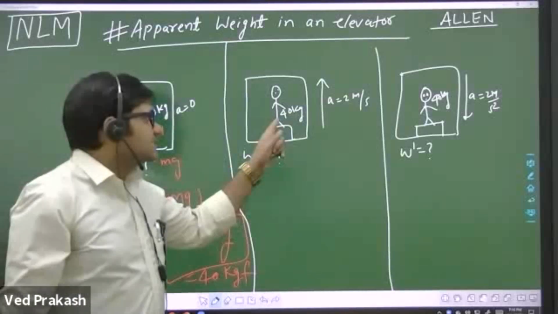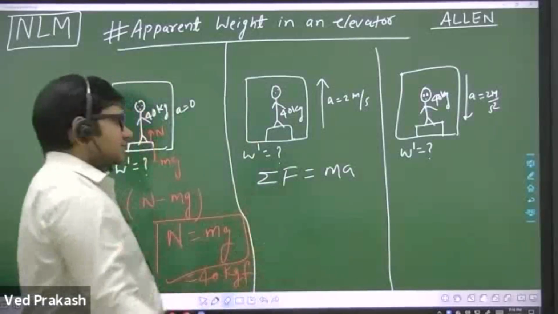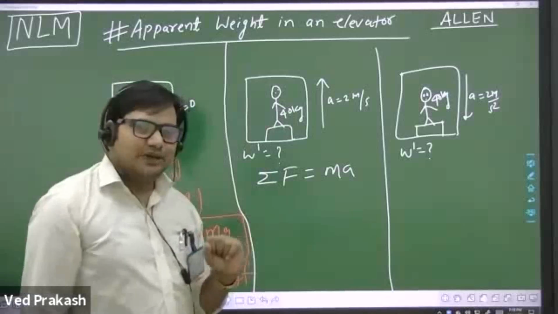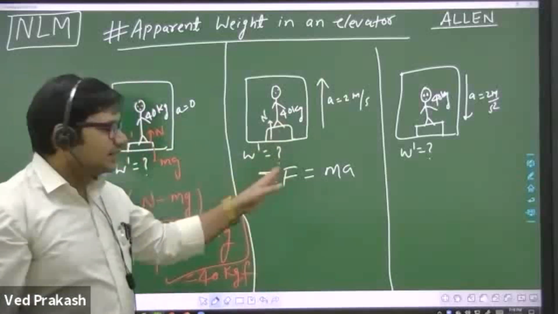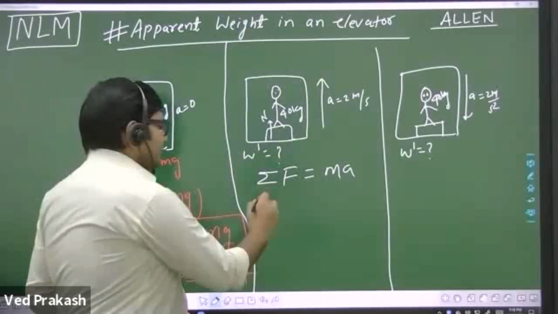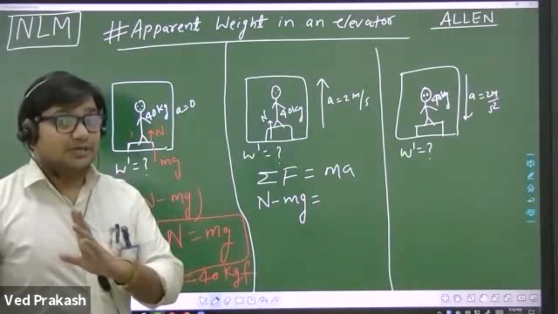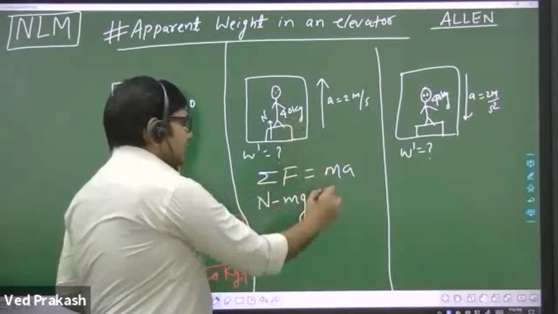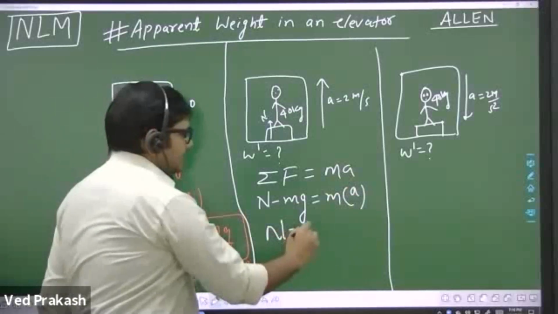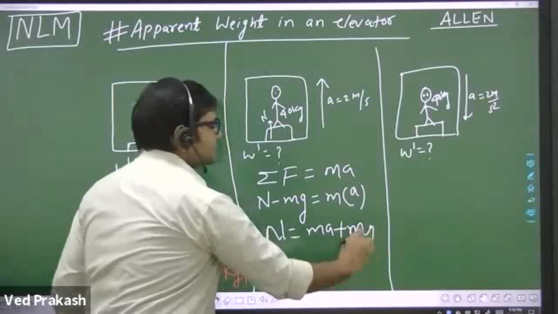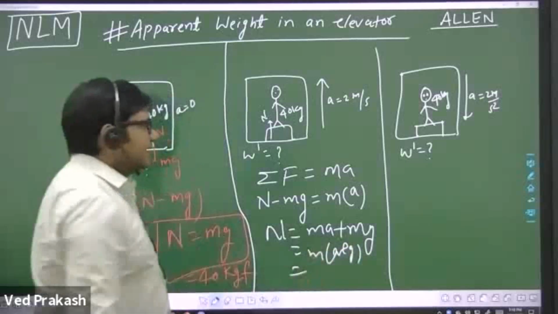In the second case, since this elevator is moving upward with an acceleration of 2 meter per second square, if you try to find the net force acting on this man, you will get two forces acting here. One in the upward direction, which is normal reaction, and another in the downward direction, which is mg. So net force is N minus mg. And as we know from Newton's second law, net force acting on any system is equal to mass into acceleration. So here mass is m and acceleration is a. So we can write the normal reaction is ma plus mg. If you take m common, you will get m times a plus g, and the value of a is given as 2, right?